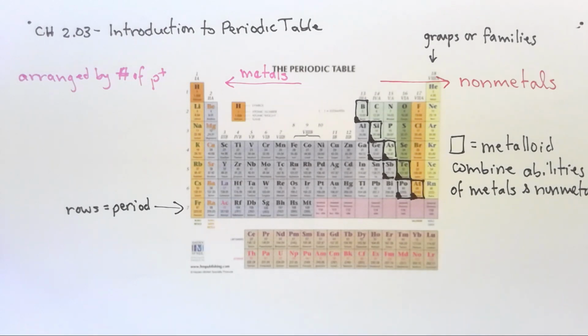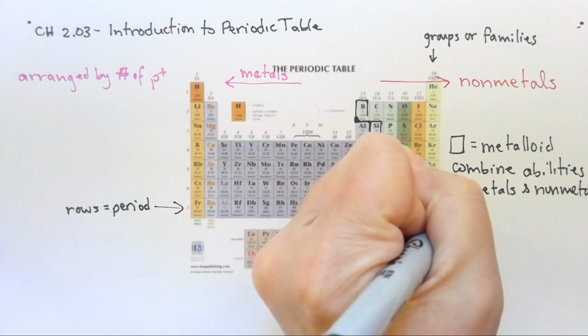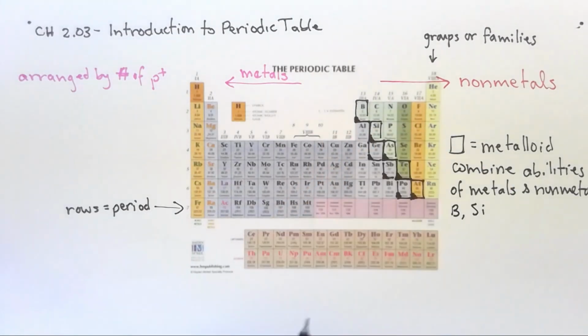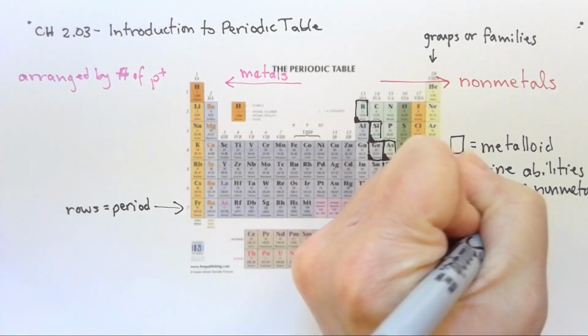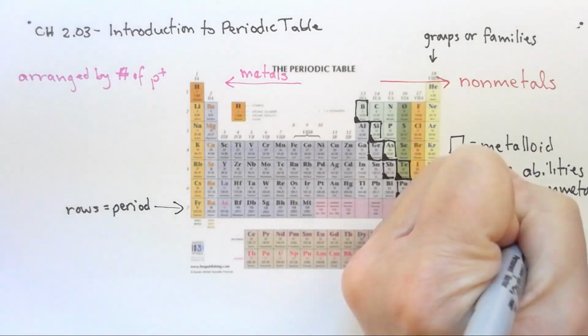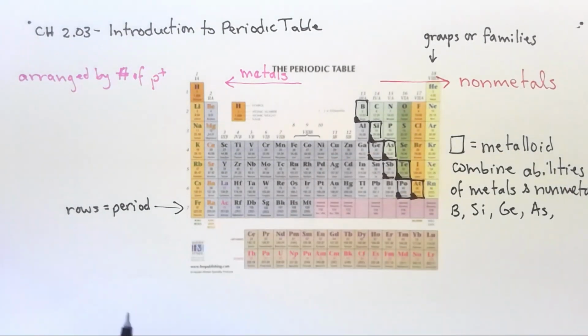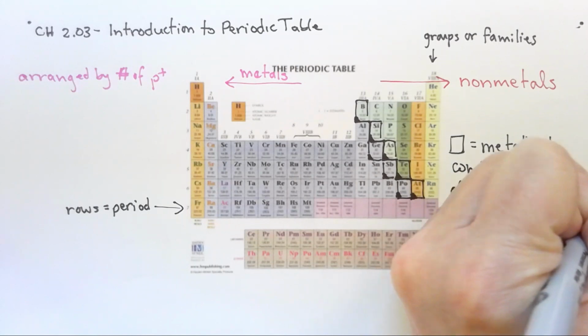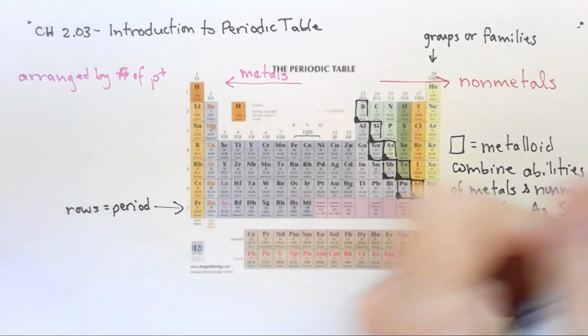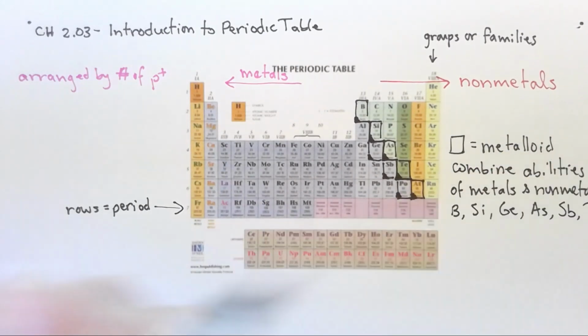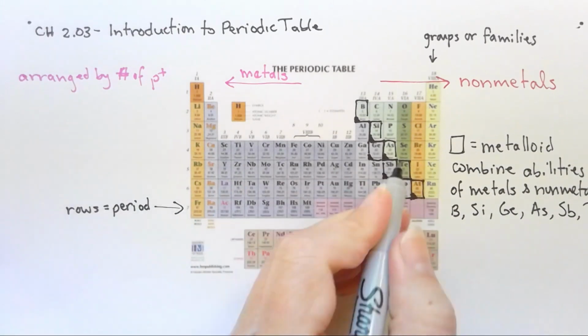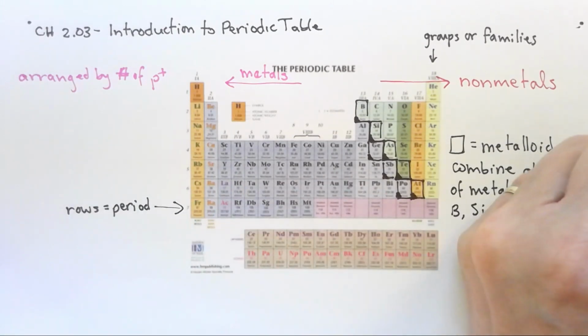But in case you can't read this table, the metalloids are B for boron, Si is silicon, Ge is germanium, As is arsenic, Sb is antimony, Te is tellurium, Po is polonium, and At is astatine. Whoops, that was my bad.